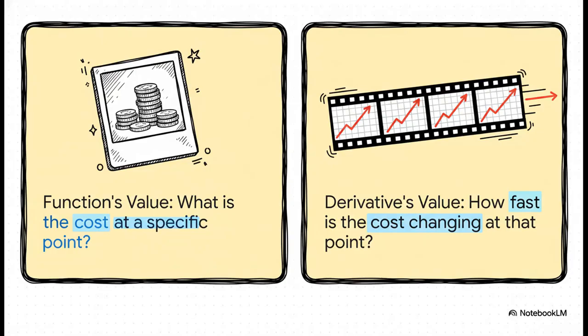This slide just nails the difference, doesn't it? The original function, that's your what question. What is the cost right now? But the derivative, that's the how fast question. At this very moment, how fast is that cost changing? It's literally the difference between a still photograph and a video, or the difference between knowing where you are and knowing how fast you're going.